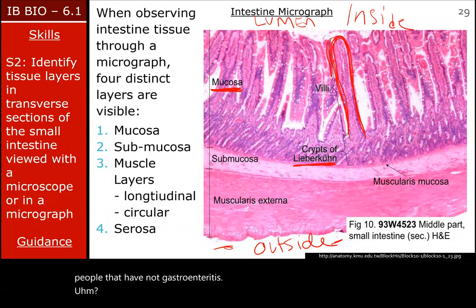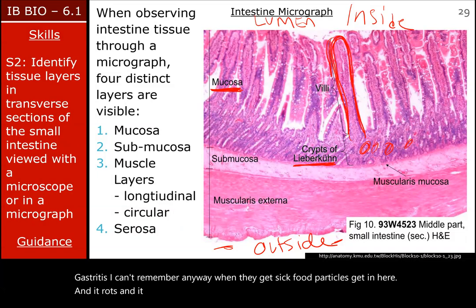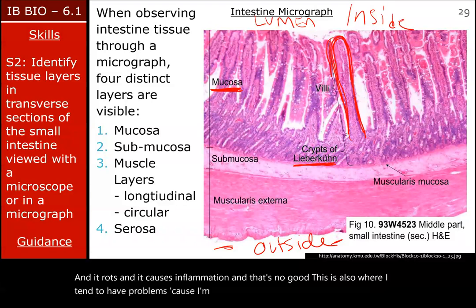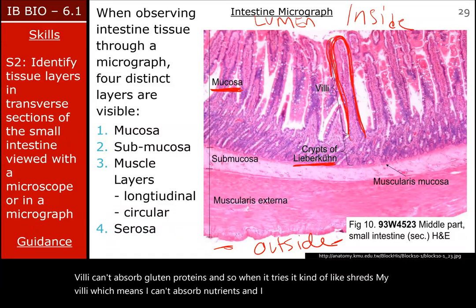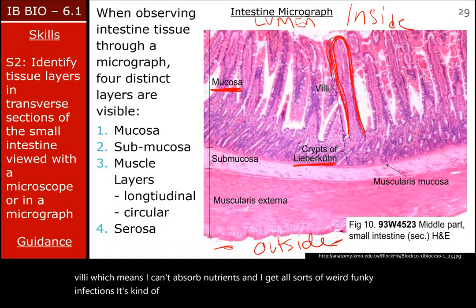Gastritis? I can't remember. Anyway, when they get sick, food particles get in here and it rots and it causes inflammation, and that's no good. This is also where I tend to have problems because I'm celiac. My villi can't absorb gluten proteins. And so when it tries, it kind of shreds my villi, which means I can't absorb nutrients and I get all sorts of weird, funky infections. It's kind of like shoving a razor blade through a tube sock.